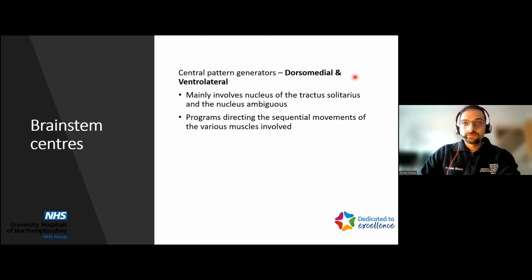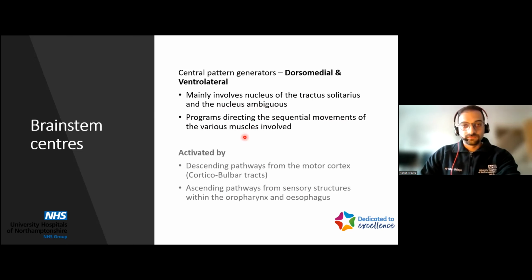Now, these brainstem centers are central. There are 2 main central pattern generators over here. There's a dorsomedial and a ventrolateral tract. Now, they mainly involve the nucleus of tractus solitarius and the nucleus ambiguus. They program the directing of the sequential movements of the various muscles involved. They're activated by descending pathways from the motor cortex, from the higher centers, the corticobulbar tracts, and the ascending pathways from the sensory structures within the oropharynx and the esophagus, the ones which I just described in the previous slide.